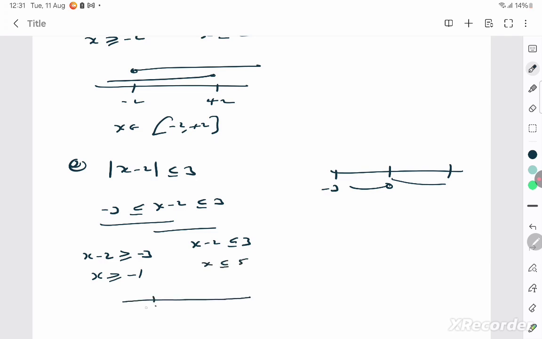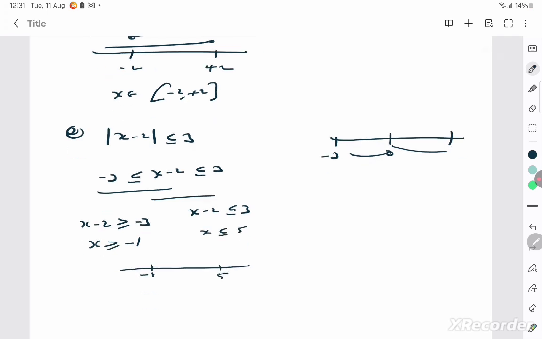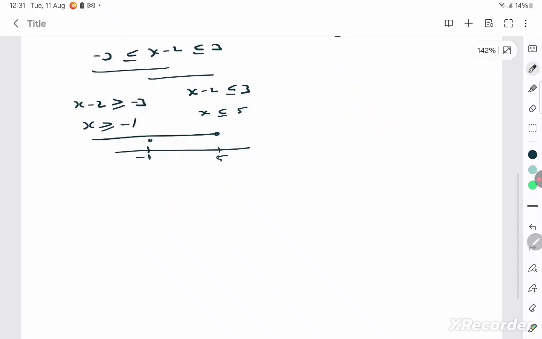So putting it on the number line, this is minus 1 and this is plus 5. And x is lesser than or equal to plus 5, greater than or equal to minus 1. So minus 1 to plus 5, both of them inclusive, x is an element of. So let's go to the next sum.